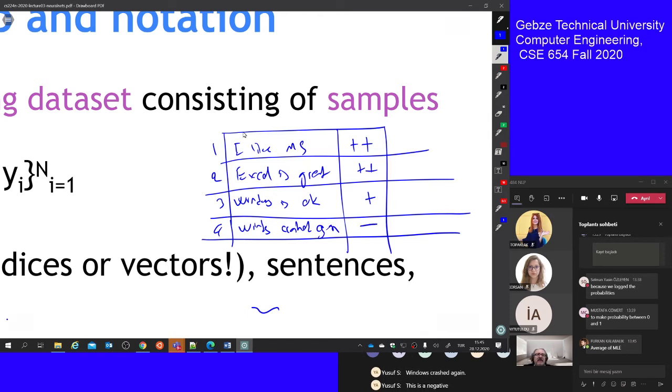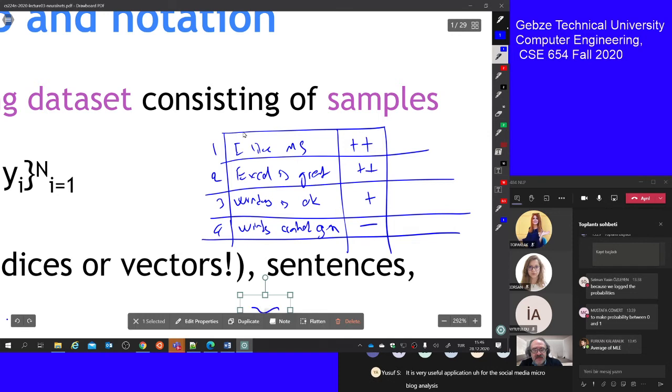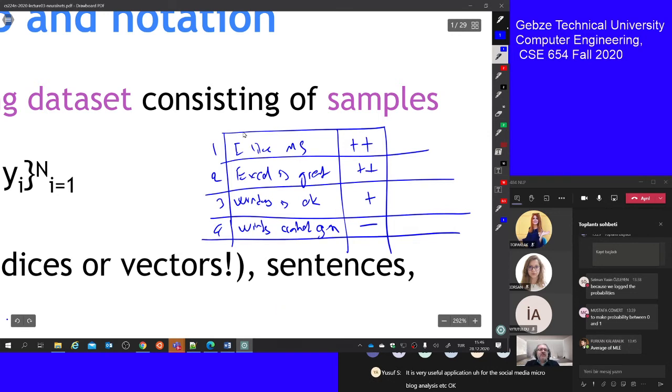Okay, so there are 5 classes for each sentence, and I like to assign each sentence to a class. So this is a sentiment analysis. It is a very useful application for the social media, micro blog analysis, etc. Okay, this is what we are going to do.